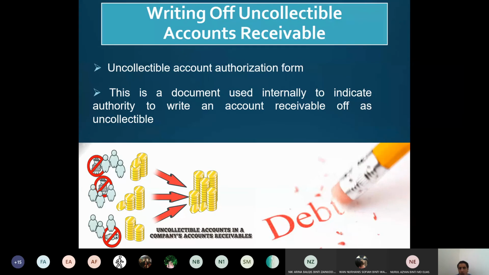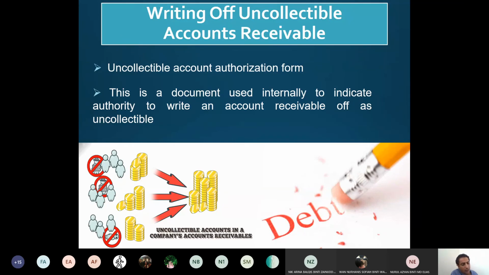Okay. So normally a company, especially a company that keeps selling on credit, will face what we call writing off uncollectible accounts receivable.